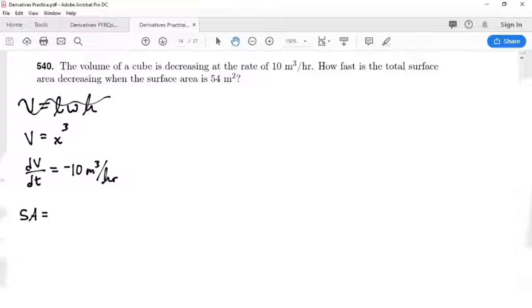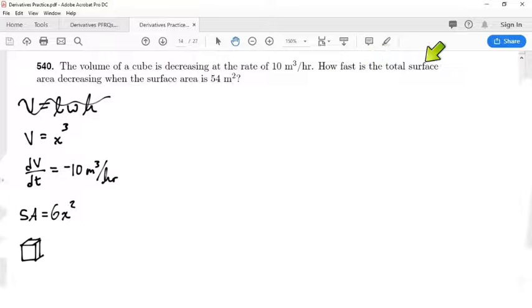What is the surface area of a cube? 6 squared. If you guys are thinking about a cube, all the sides are equal, right? So if you find the area of one side, you just have to multiply it by the number of sides on a cube. The area of one side would be x squared, and there are 6 sides of those. So our surface area function is 6x squared.